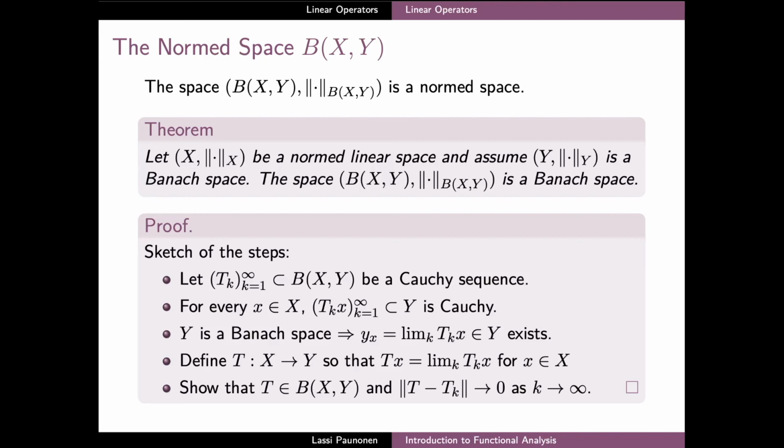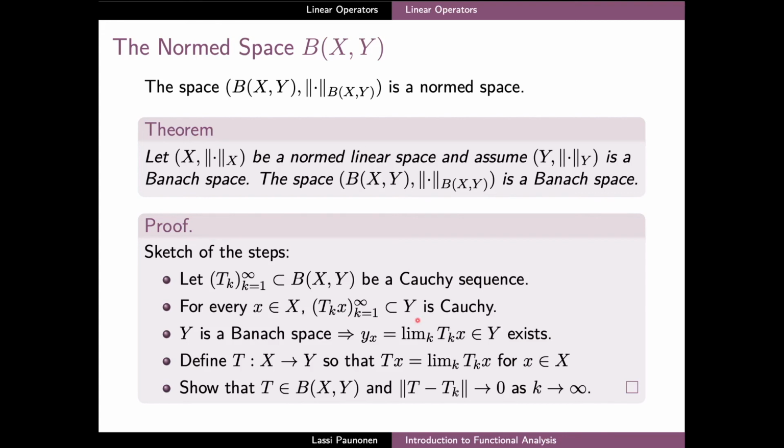The proof is presented in detail in the lecture notes, and it can also be found in all introductory level books on functional analysis. The proof of the completeness of B(X,Y) begins, as typical, by letting Tk be an arbitrary Cauchy sequence in our normed space. Then, for any fixed element x, we can deduce that also the sequence of images Tkx is a Cauchy sequence, but now in the space Y.